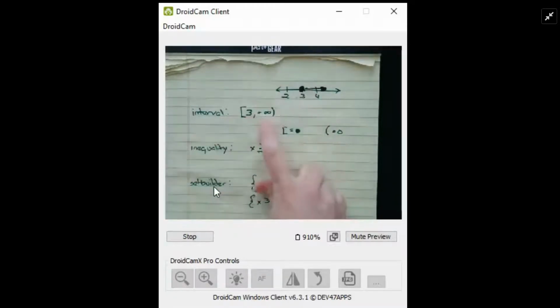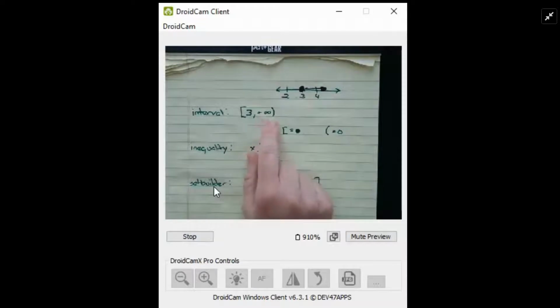So interval notation would be the closed bracket, this bracket, and you use that for a closed circle. It means included, so this means 3 is a possible answer. And it goes on to infinity. So with infinity, use a parenthesis because you can't include infinity. It just goes on forever. So you just leave it as a parenthesis.